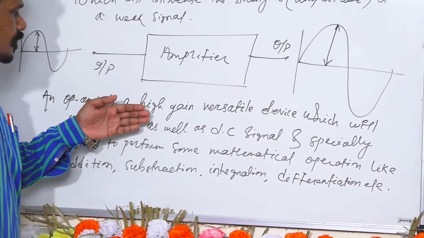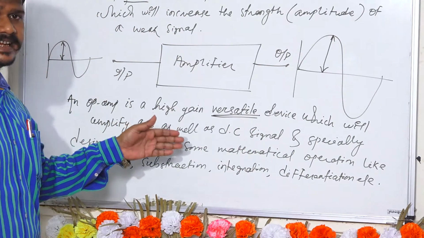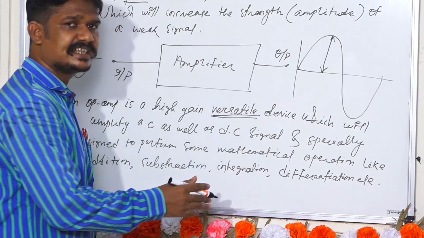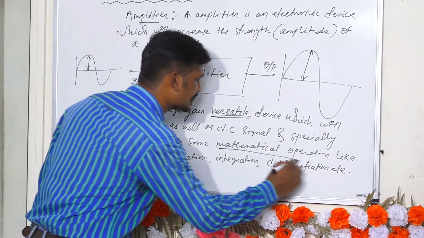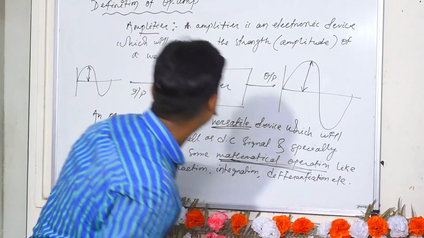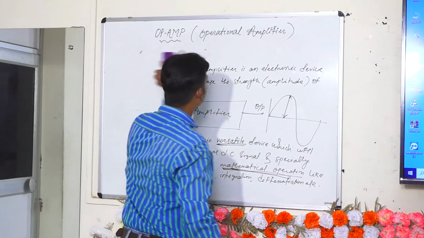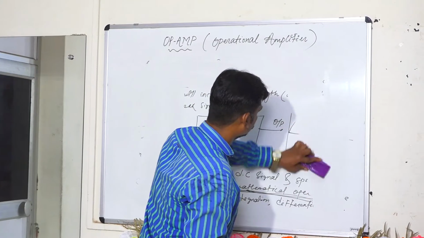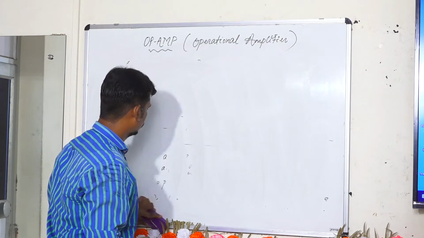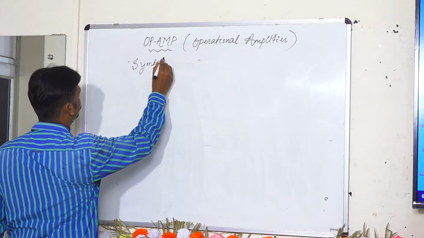So the gain of the operational amplifier is very high and it's a versatile device. Versatile means a single thing can do many operations. That means operational amplifier will amplify the signal as well as do some mathematical operation. That's why it is called a versatile device. Let's see the symbol of op-amp.